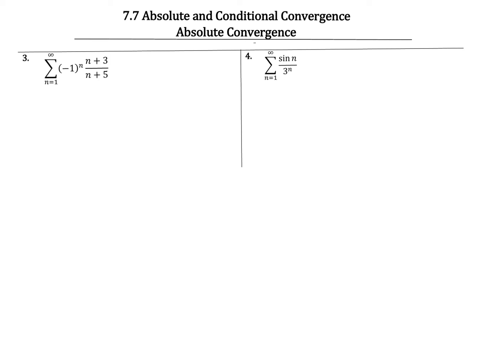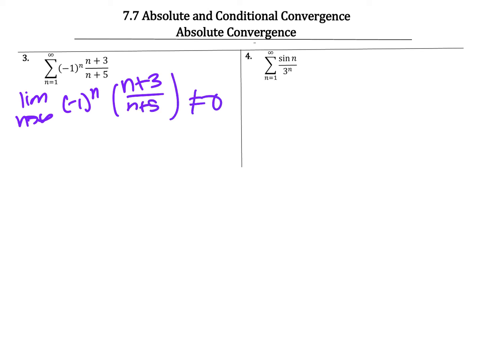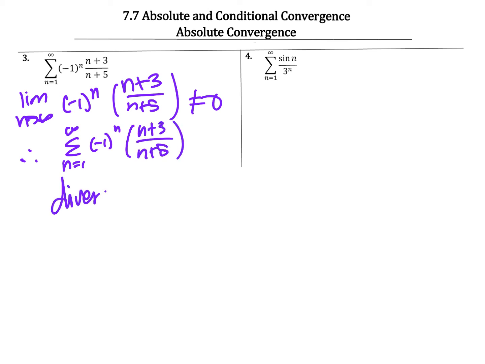So I'm actually just going to use the nth term test here and say that the limit as n approaches infinity, and I'm going to include the alternating part since I'm going to use the nth term test, of n plus 3 over n plus 5. This limit is not equal to 0, therefore the sum from n equals 1 to infinity of -1 to the n times n plus 3 over n plus 5 diverges by the nth term test.